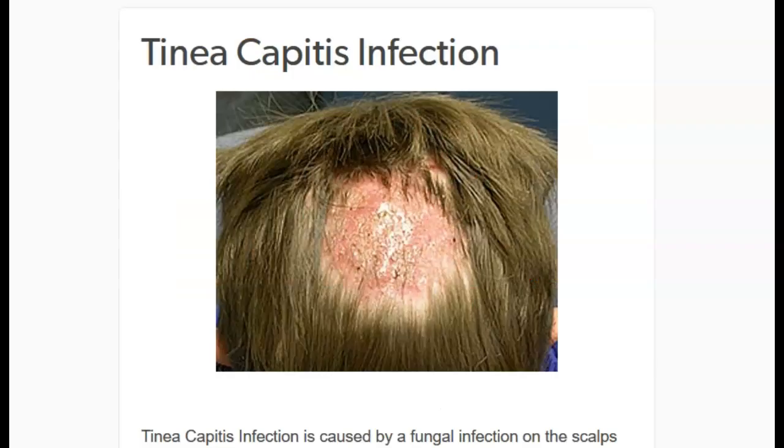Tinea capitis. In tinea capitis, the fungus invades the hair shaft, causing the hairs to become brittle and break off at the level of the scalp, leaving an area of stubby black dotted alopecia.